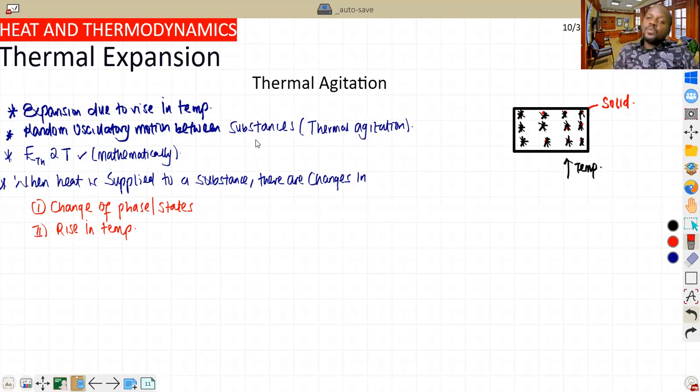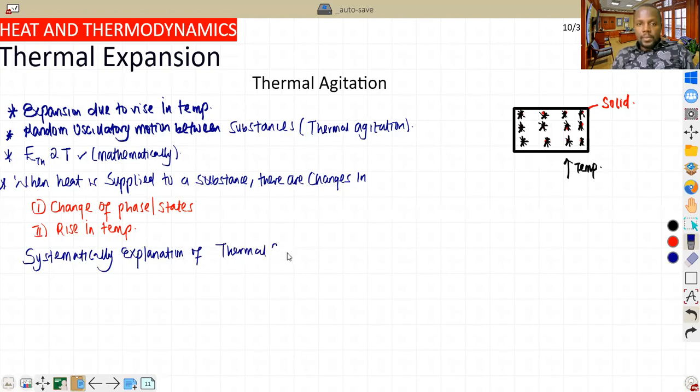expanded. So to understand this process, let me help us write it out in a systematic way. If you are faced with a theoretical question to explain thermal expansion according to the process, this is the systematic way we do that in the classroom. So to explain that, you can write a systematic explanation of thermal expansion, which I believe is very important for you to keep in mind.